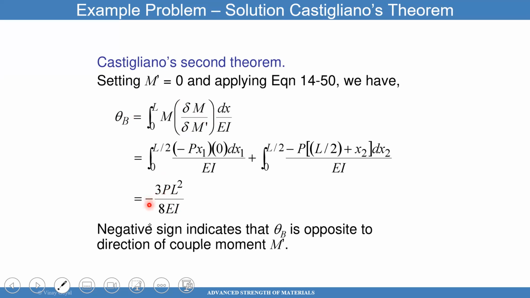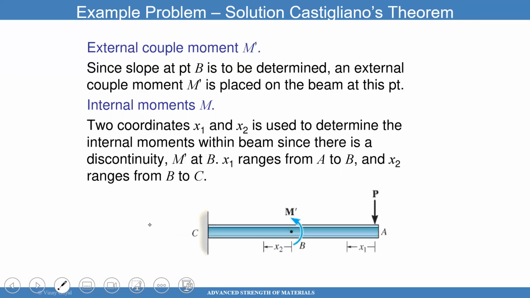And because I got a negative sign, it tells me that the slope is going to go in the opposite direction of the moment applied. But if I got a positive, then the slope is in the same direction as the couple that I applied.